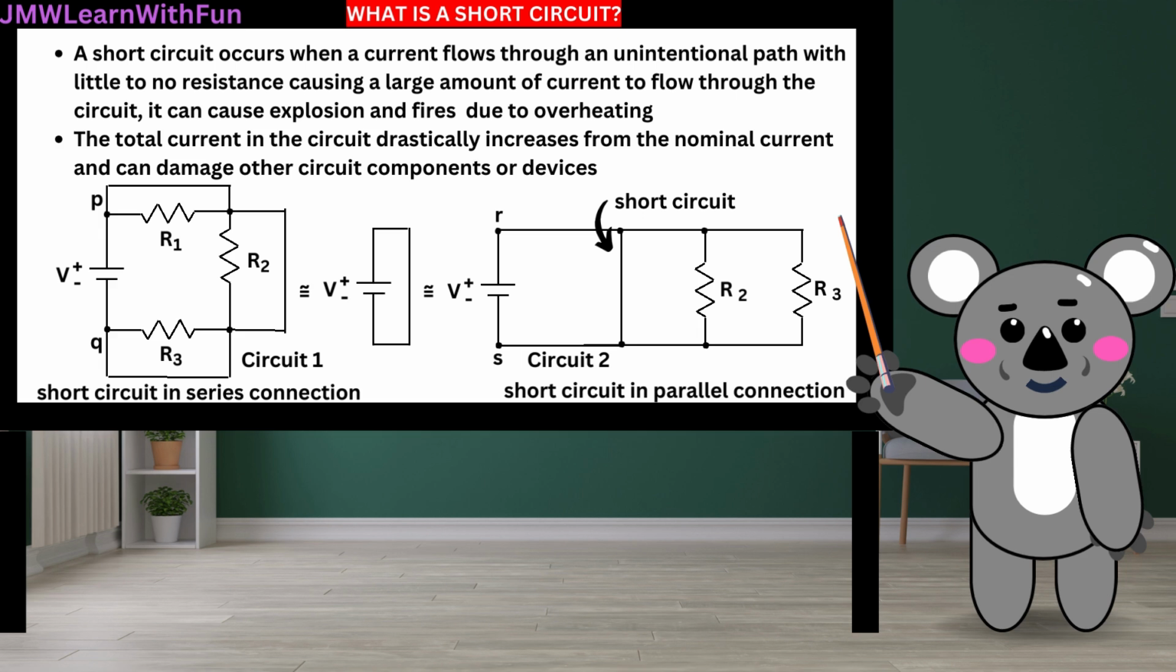Circuit 2 where a battery of V volts is connected to 2 resistors, R2 and R3 in parallel between points R and S. There is a short circuit between points R and S in parallel to R2 and R3, so the equivalent circuit is a battery which is shorted, as the current always takes the least resistance path.